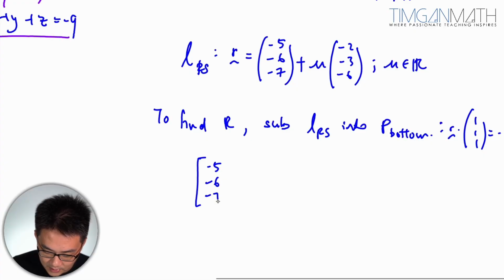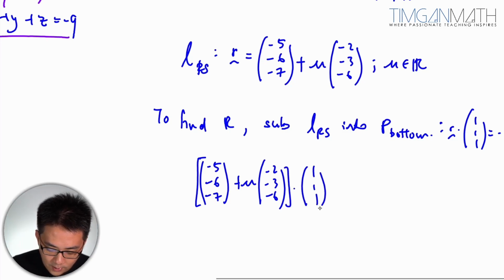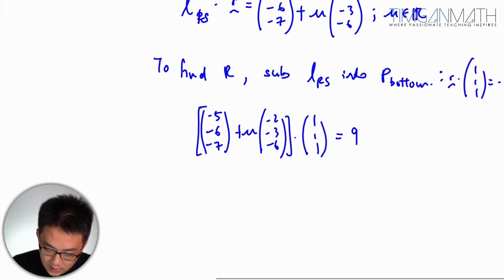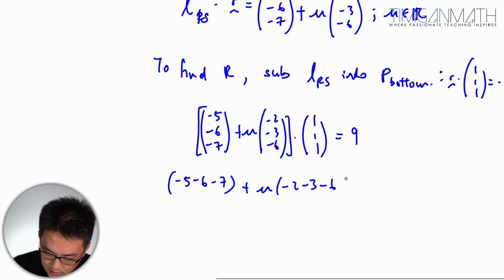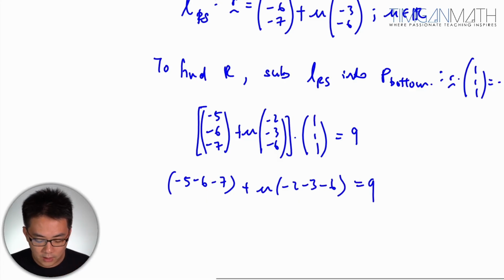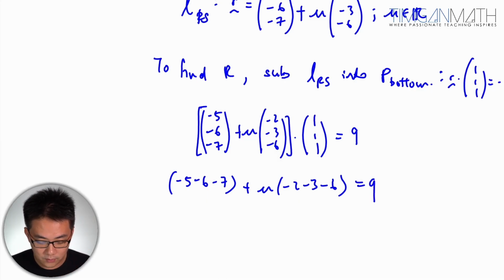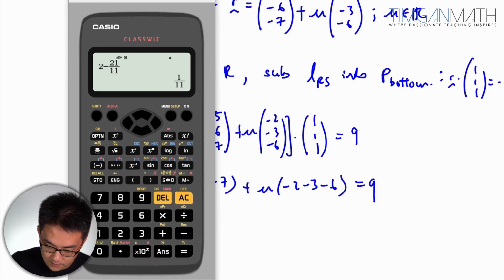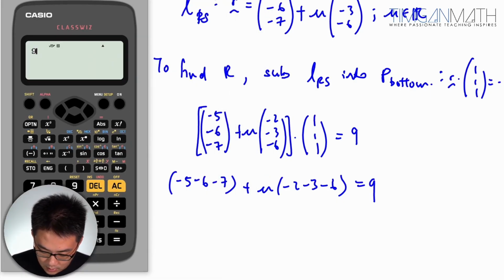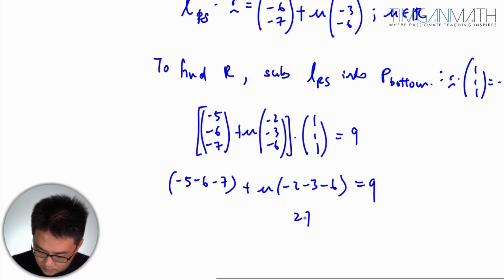So (-5, -6, -7) plus mu (-2, -3, -6), dotted with (1, 1, 1), equals -9. This gives -5 minus 6 minus 7 plus mu times (-2 minus 3 minus 6) equals -9. Keying into the calculator, -18 minus 11 mu equals -9, so this part will be 9 plus 5 plus 6 plus 7, which is 27, over 11.